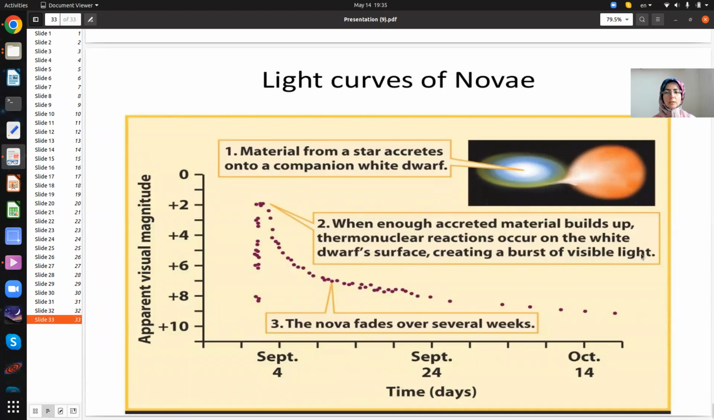Here you see the light curves of a nova, time and apparent visual magnitude. We have material from a star accreting onto a companion white dwarf. When enough accreted material builds up, thermonuclear reactions occur on the white dwarf's surface, creating a burst of visible light. And the nova fades over several weeks.